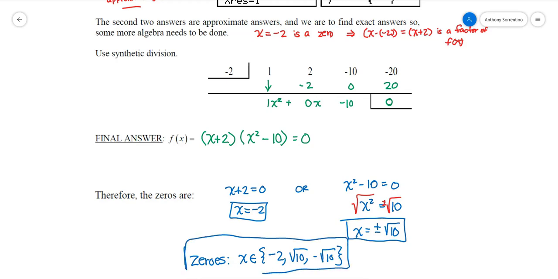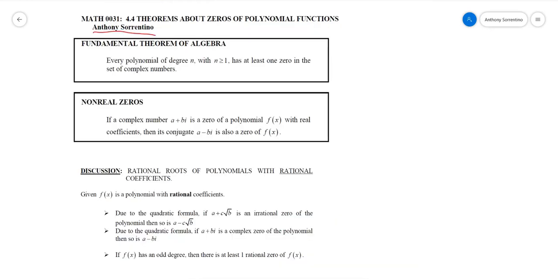Those are the zeros of my polynomial. In section 4.4, theorems about zeros of polynomial functions. Here is where we're kind of putting every little piece together about polynomial functions in order to find any and all zeros of the polynomial function.